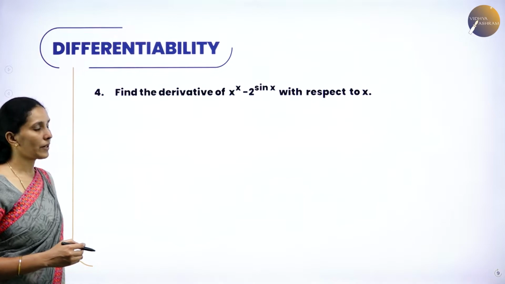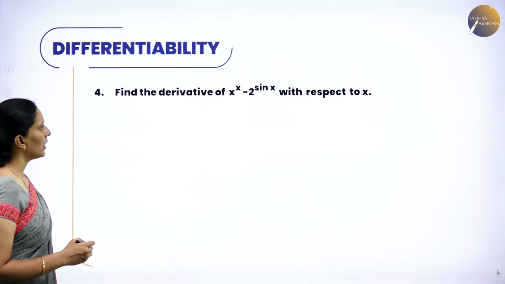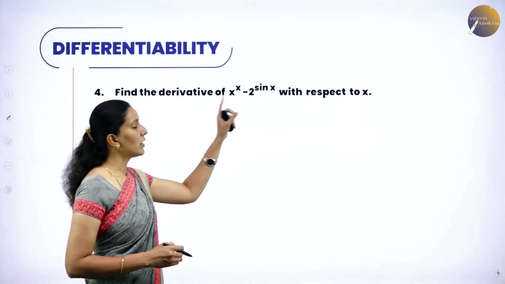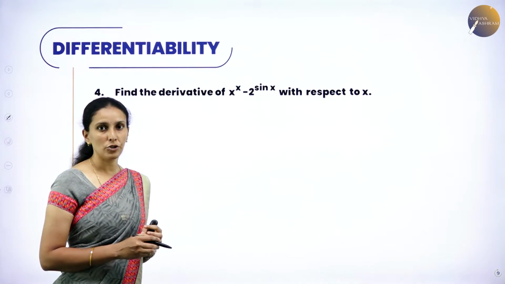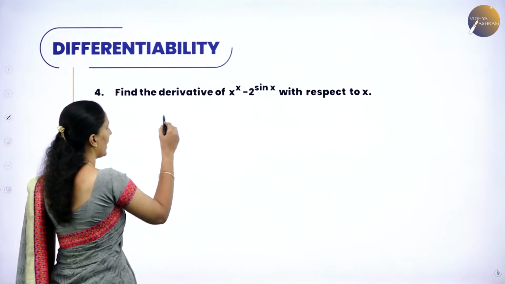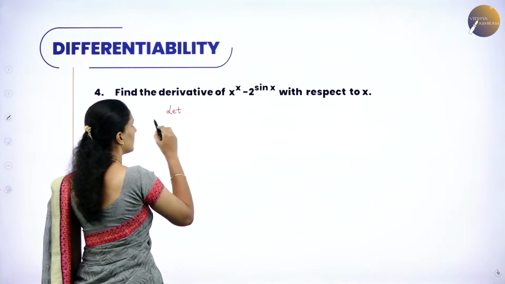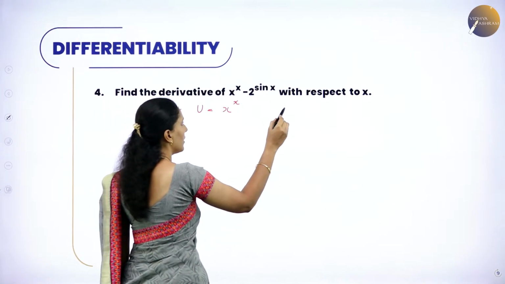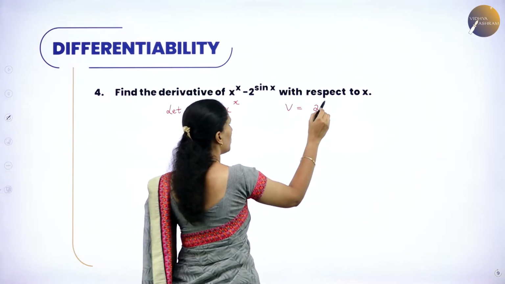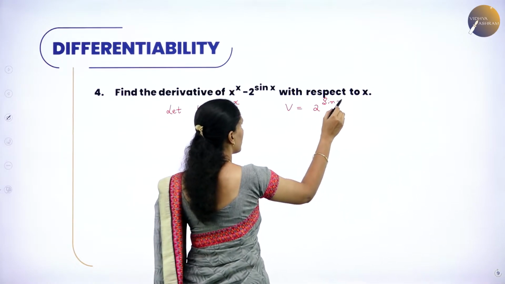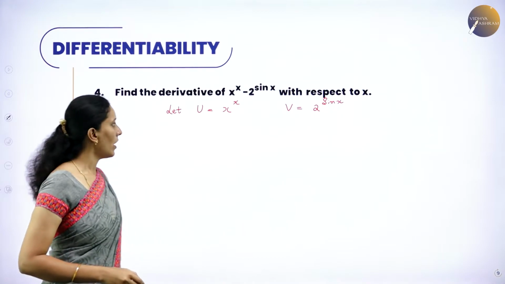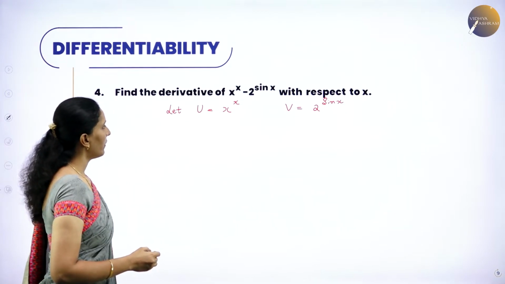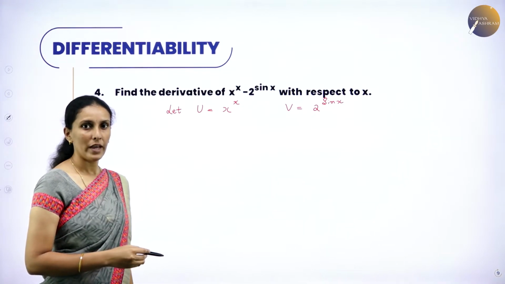Next one, find the derivative of x to the power x minus 2 to the power sin x with respect to x. So here we have two functions, both are in terms of exponential function. So here let u be equal to x^x and v be equal to 2^(sin x). So now let me differentiate both with respect to x here.